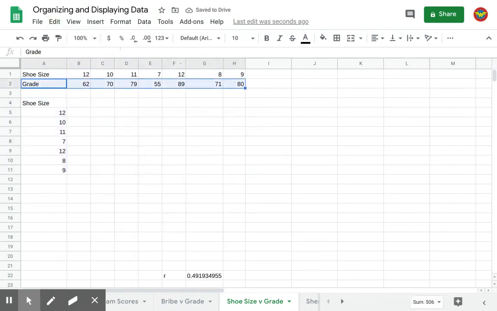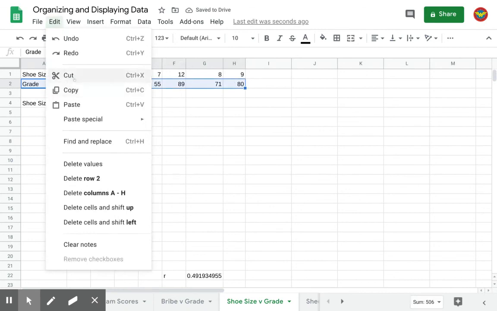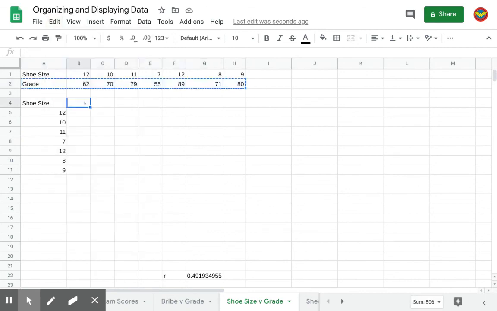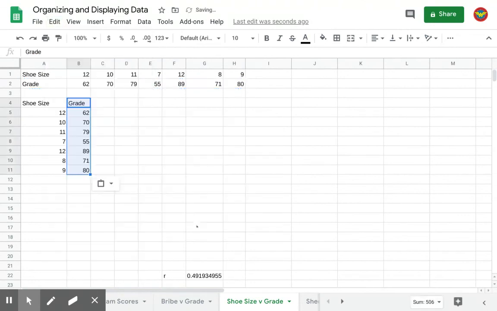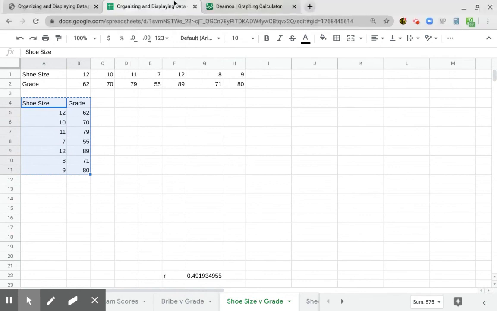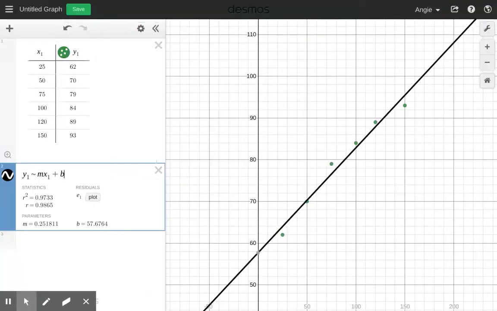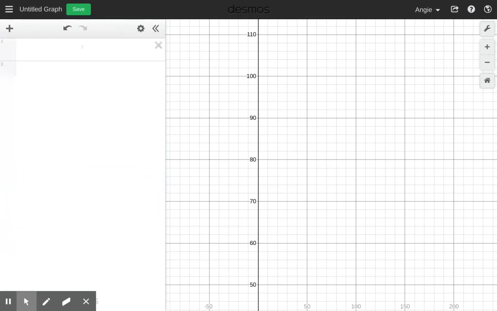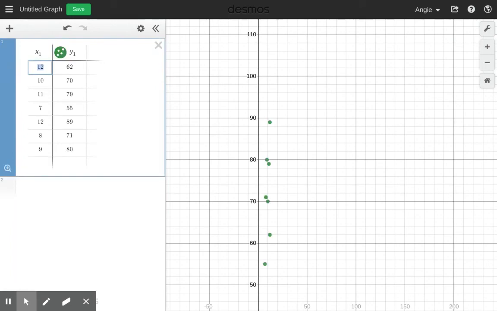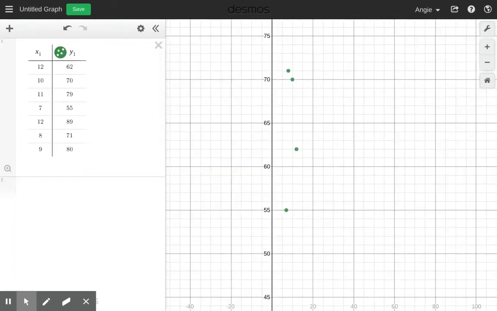Highlight that one, edit, cut, edit, paste special, transposed. Okay, there we go. Now I can do a Control C to copy. I'm going to go over to my Desmos. I'm going to delete my last equation and data, doing a Control V to paste. Okay, so Control V to paste. They're much more grouped here, aren't they?